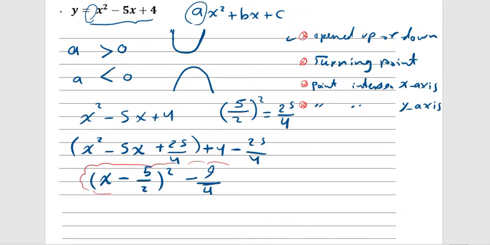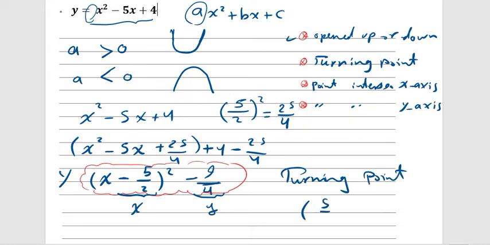How do we use it to find the 3 other items: the turning point, the points of intersection with the x-axis, and the points of intersection with the y-axis? The turning point we get directly from this expression. We take this number with the inverse sign and this number with the same sign. This number will be the x coordinate and this number will be the y coordinate. So the turning point will be 5 over 2 and negative 9 over 4.